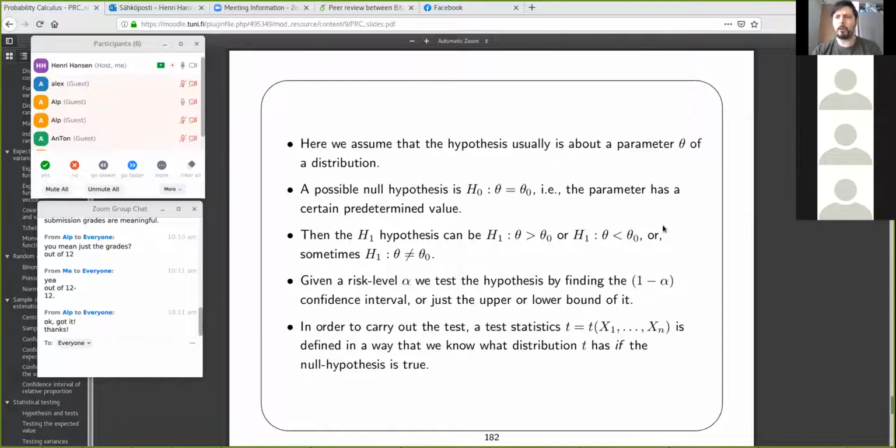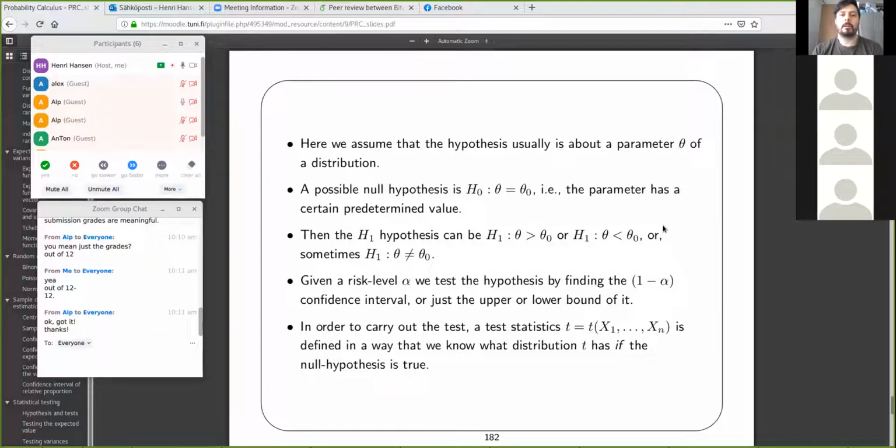So if we're looking at the alternative hypothesis, for example, that the expected value is not equal to 0, well, the null hypothesis is that the expected value is 0. So what we will do is, if our alpha is 0.05, we'll calculate the 95% confidence interval for the expected value. And if 0 is not on that interval, then we reject the null hypothesis. This is how we will do it.